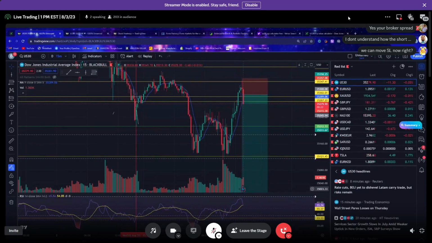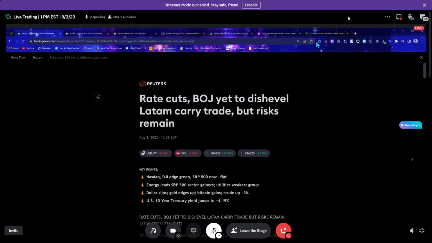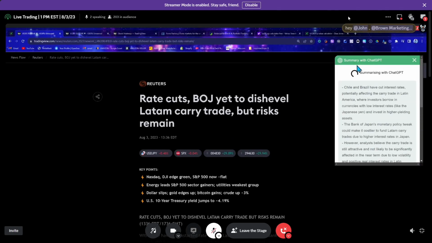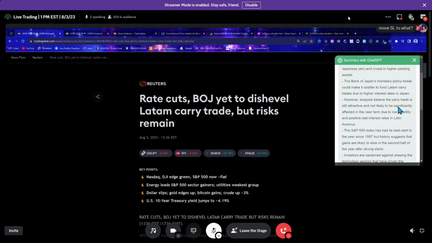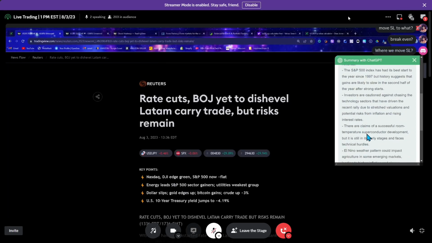Nice selling. Oh, there is news. Rate cuts. Summarize it. Yeah, you can move stop loss now. Chile and Brazil have cut interest rates in Latin America, where investors borrow in currencies with low interest rates like the Japanese yen, back in Japan's monetary policy tweet. However, the analysis on carry trades like this has had its best start of the year. Those investors are cautious against chasing technology sectors. Yeah, okay.